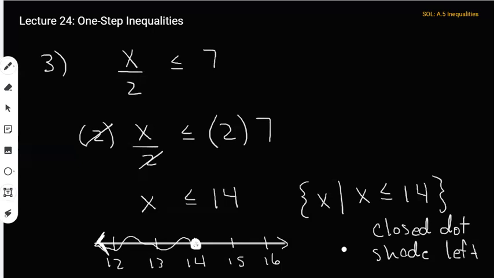So what this means is I can choose 14 or any number that's less than 14 to be my answer. So any number that actually gets shaded is going to be part of my solution set. So numbers like 13 and 12 are going to be part of the solution set, but numbers that don't get shaded, like 15 and 16, they do not belong to the solution set.